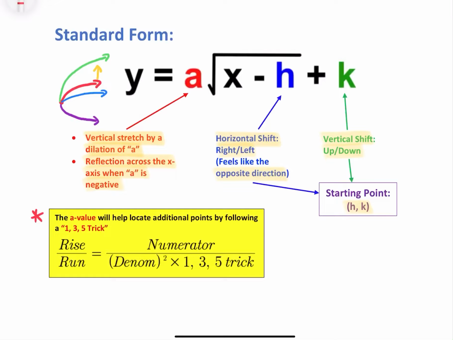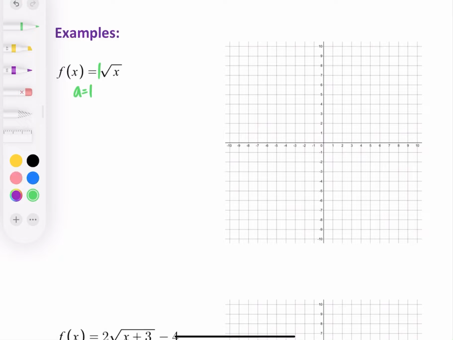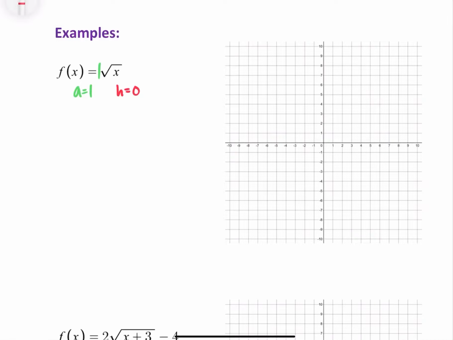So let's go ahead and start off with our first example, which is just the parent function. And this is just the square root of x, which is our parent function, because our a value is 1. It looks like it's missing, and our a value can never be 0, because 0 times anything is 0, and well, we want it to be the square root of x. So our a value is 1 in this particular case. The h value is going to be 0. We don't have an h value, and the k value is also 0 because we don't have a k.